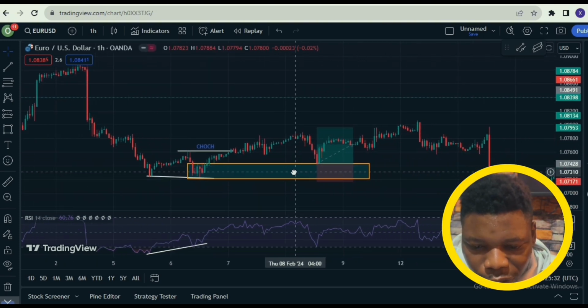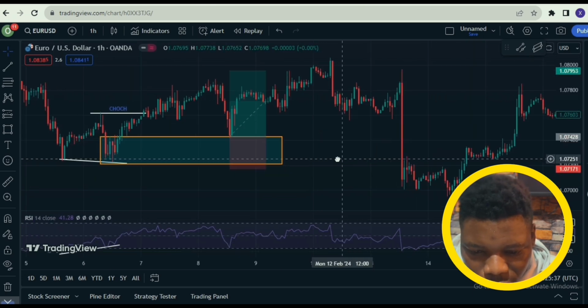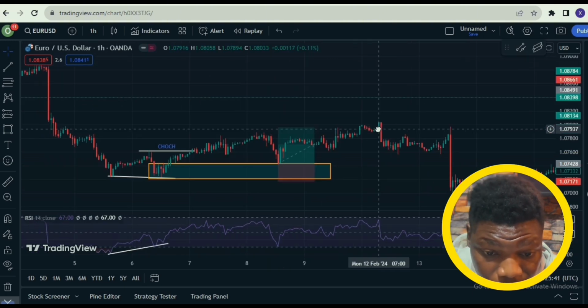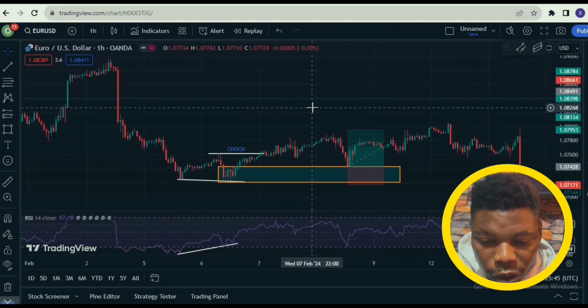So let's see how it played out. Yeah, it played out. That's what I told you guys: don't hold the trade for too long. It played out, but we're stopped out again. You see what I'm saying, guys? When you're trading this concept, don't hold the trade for too long. Just go for 1 to 2, guys.